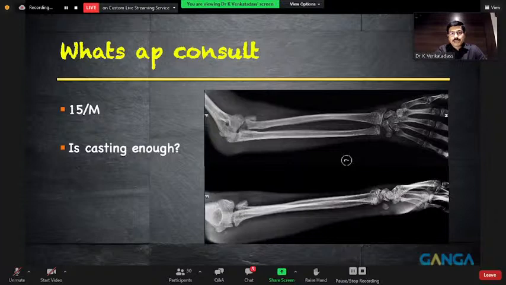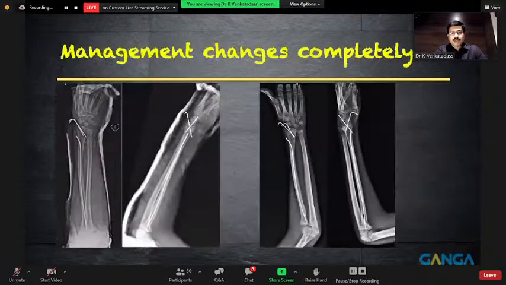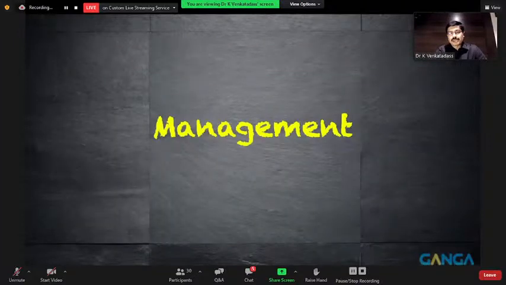So when you see the elbow X-ray, the management completely changes. You have to take him inside for reduction of the radial head, and TEN nail fixation of the radial head and pinning of the distal radius was done. So it is important to see the elbow joint in these fractures.